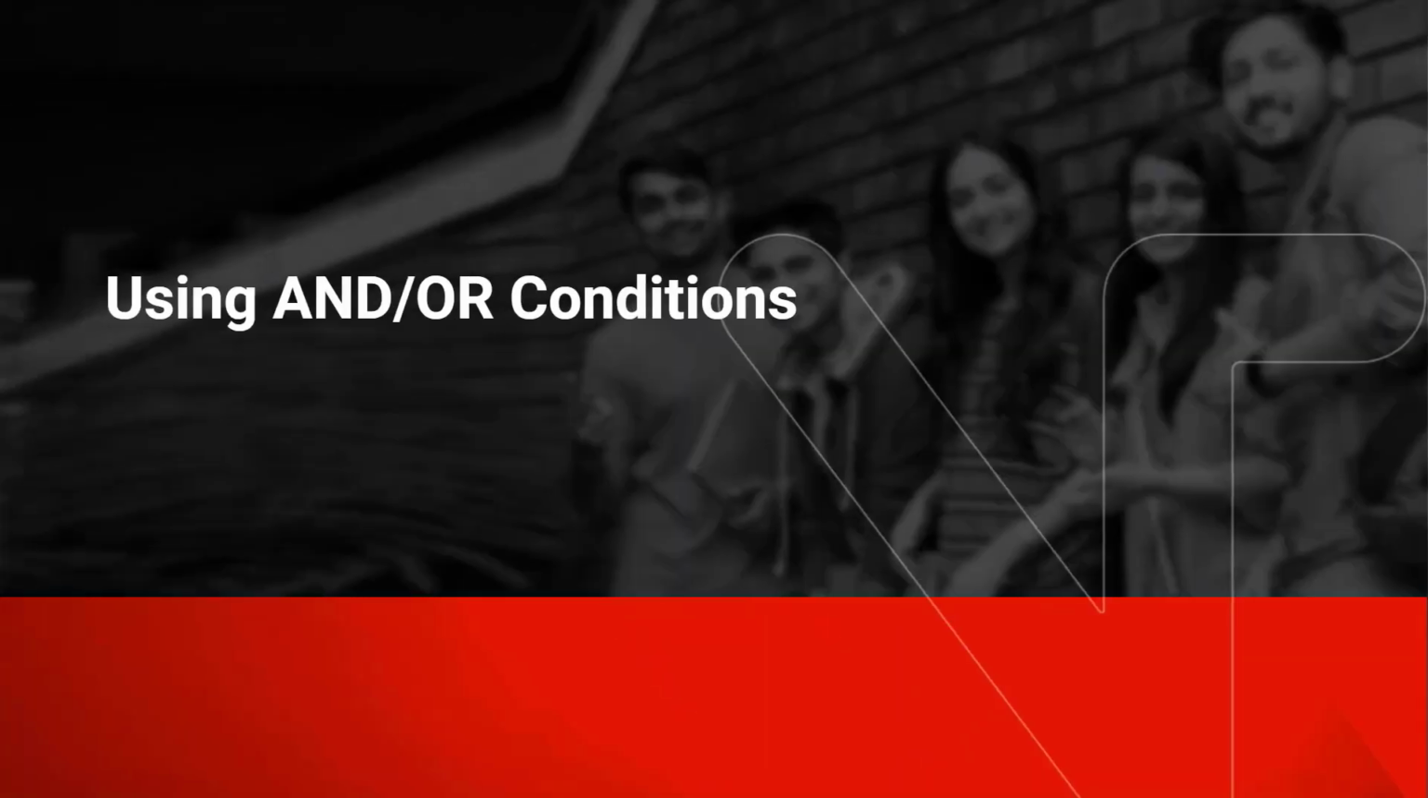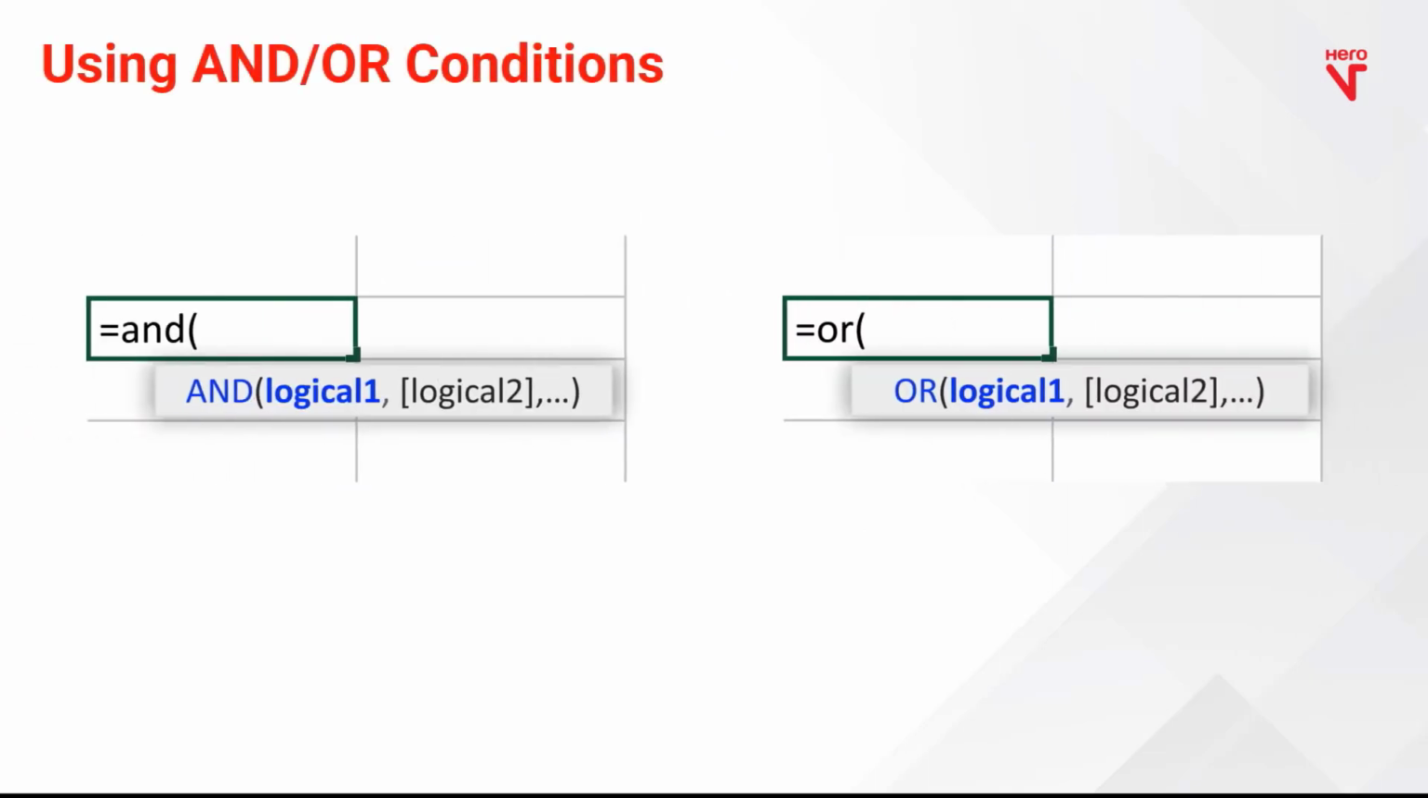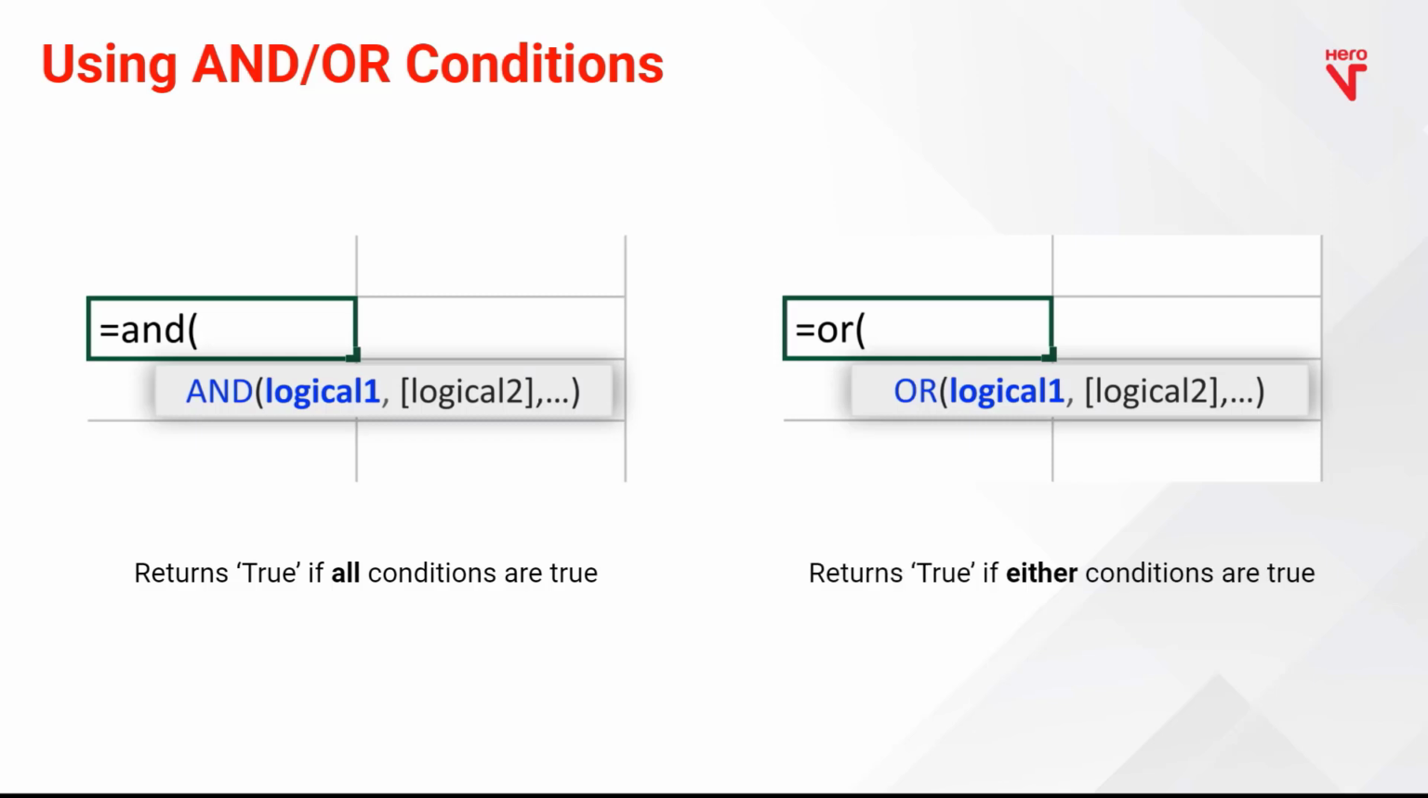Now, once we know how to use the if statement, we can include the use of and, or statements and test for more involved logical conditions. Both these functions take two or more parameters, all being logical conditions. The only difference is that the AND function returns a true value if all the logical conditions are true, while the OR function returns a true value if either of the logical conditions is true.